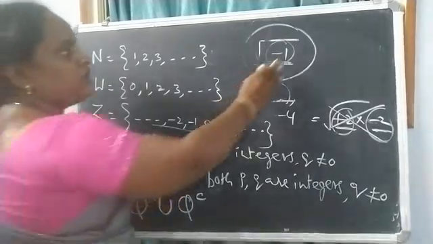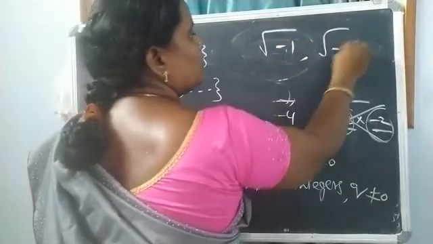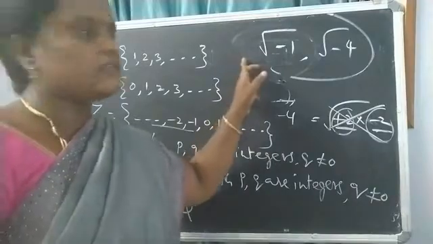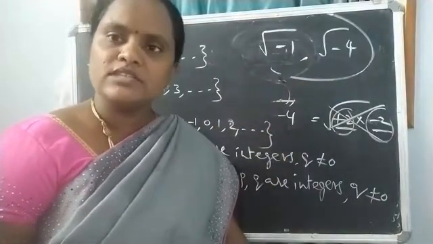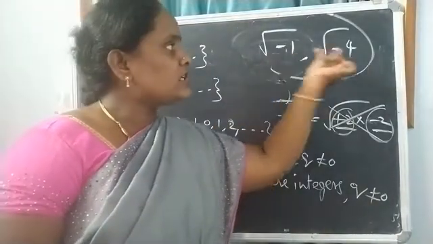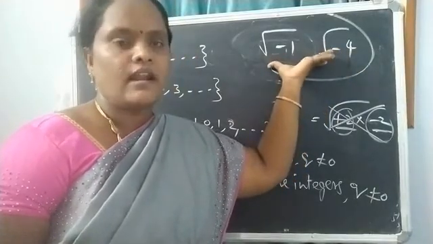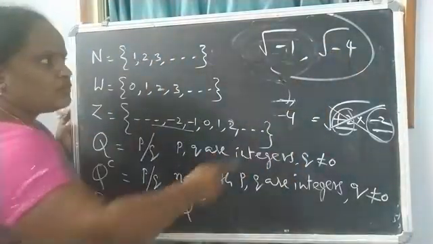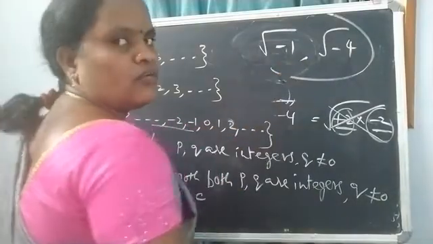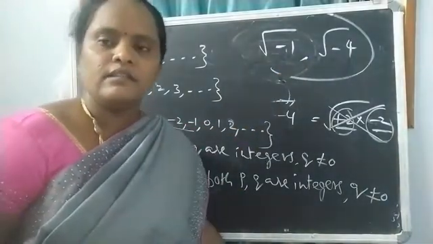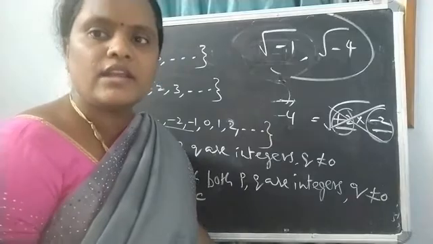Now if we observe root of minus 1 and root of minus 4, the number under the root is not a positive number. If it is not a positive number and it cannot be simplified, such numbers are not there in the real numbers. So we have some other new numbers. What do we call these numbers? These are called imaginary numbers.